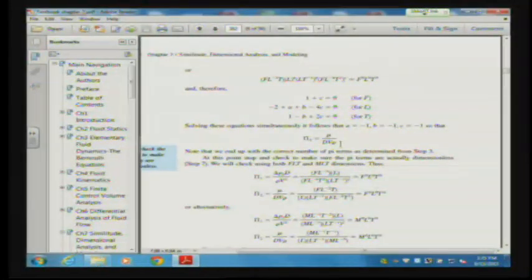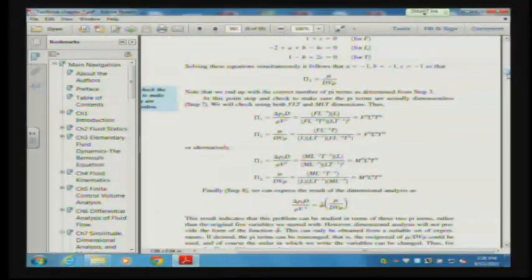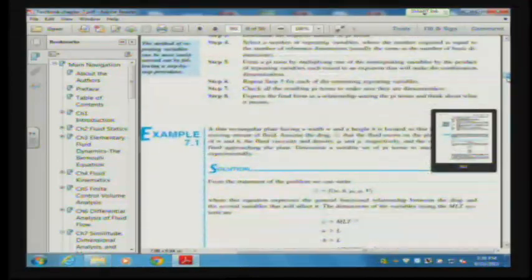Now this also prevents you from breaking things up. For example, rho has to be mass per length to the third. So if this were, for example, squared, mass would be squared, but length would be to the -6, wouldn't it? That's what doing it in this technique, in this order, prevents: splitting things up and changing the dimensions of each individual variable, because of course we can't do that. All right, so this is a really good step-by-step process for creating the pi terms.